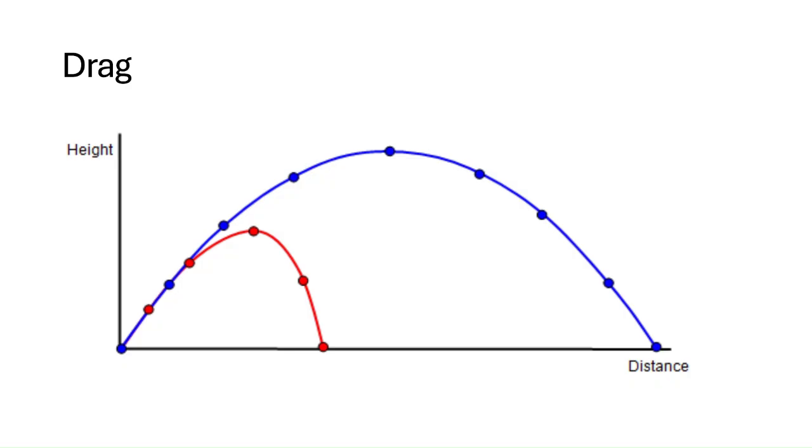You can see right there, the blue is the max effective distance of a certain caliber without drag, versus the red, which is what happens with drag.